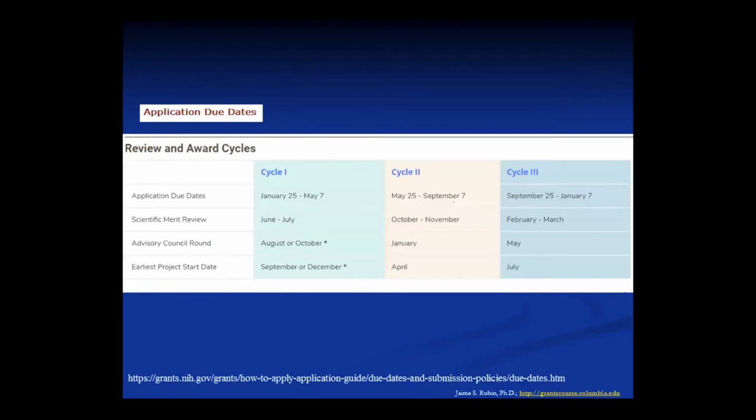So what does the application cycle look like? So let's look at cycle 3. So let's say you applied for one of the October deadline or the November deadline. There's usually sort of 3 milestone points, each 3 months apart. So 3 months after you submit the grant, roughly 3 months, the grant is reviewed at NIH by one of these study sections, many times at the Center for Scientific Review.